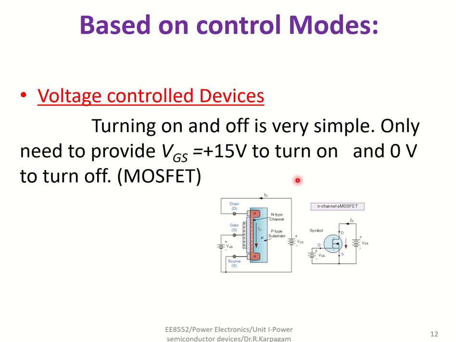Voltage controlled device: MOSFET is the example of a voltage controlled device. On giving a positive gate source voltage, there is a flow of drain current. The device is said to be in on state. On removing the gate source voltage, the value of gate current is equal to 0. The device is said to be in off state.